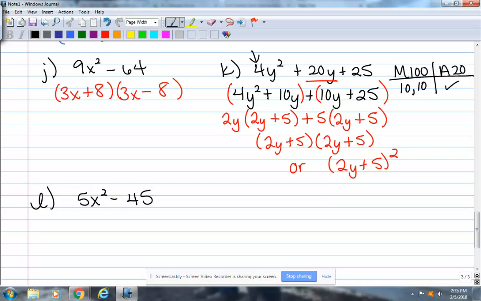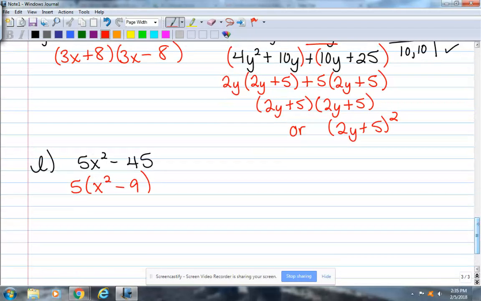Y'all tell me what I'm going to do first. GCF. What's the GCF? 5. Parentheses. What times 5 is 5x squared? x squared. Minus what times 5 is 45? 9. Am I done? Step 3: make sure it's factored completely. Is x squared minus 9 factored completely? No, they're both squares.